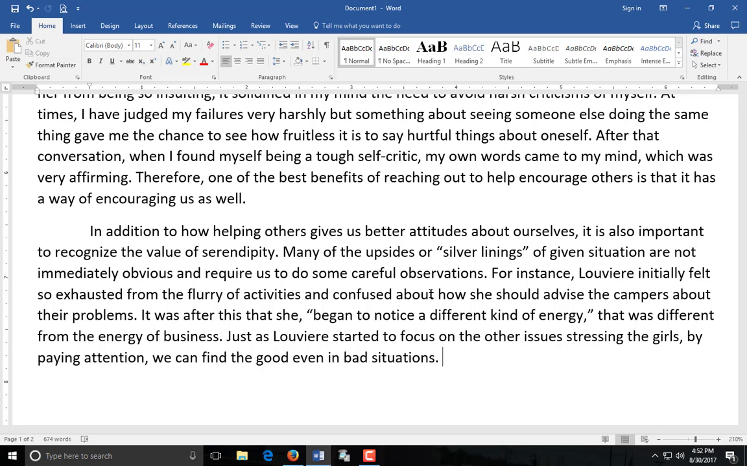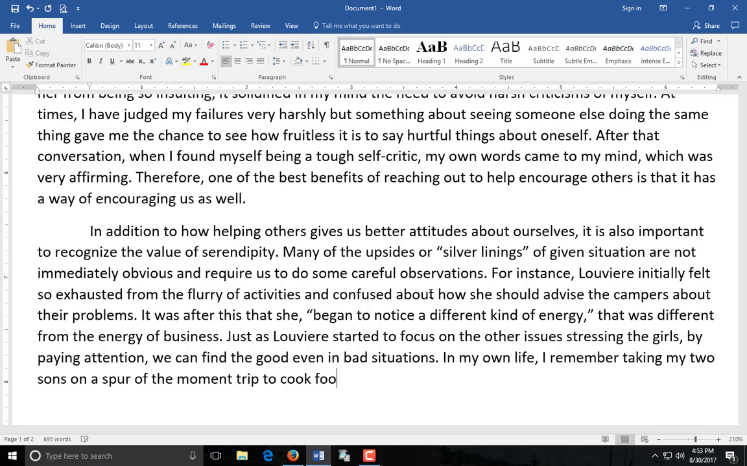So now, see, I'm writing this as I'm going. So now I'm thinking in my life, where have I found good even in bad situations that I was not happy about? Okay. So in my own life, I remember taking my two sons on a spur of the moment trip to cook food outside at the park.